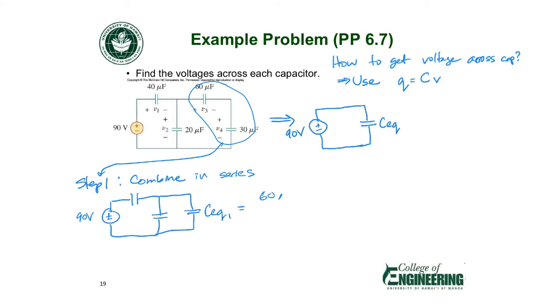So it's 60 microfarads times 30 microfarads divided by that sum, which is 20 microfarads.